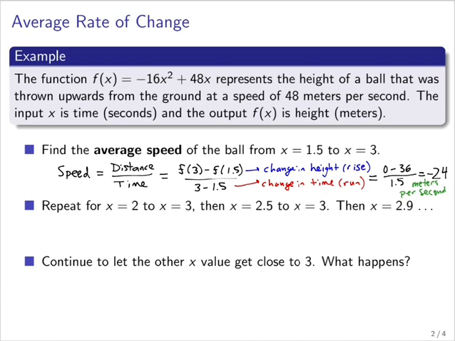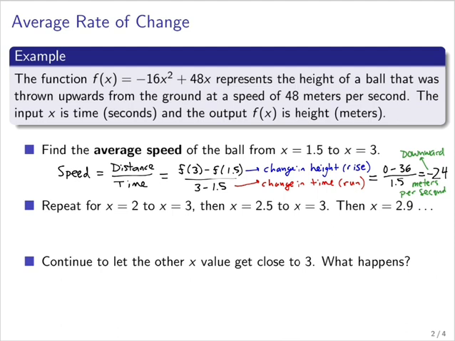And so in this case, if you plug in 3 and 1.5, you get 0 and 36 as the outputs of the function respectively. And so if I do that calculation, I get negative 24, and the units on that are meters per second, meters divided by seconds. The output of the function is in meters, the input is in seconds. So this is telling me that over that time frame from 1.5 seconds after releasing the ball to 3 seconds after releasing the ball, it averaged 24 meters per second downwards. It was traveling down towards the ground. That's what the negative sign means. It's downward motion.